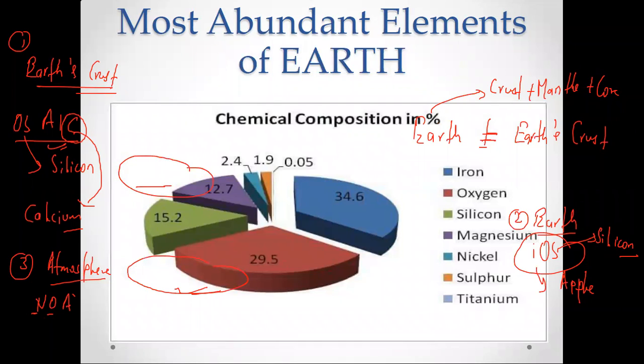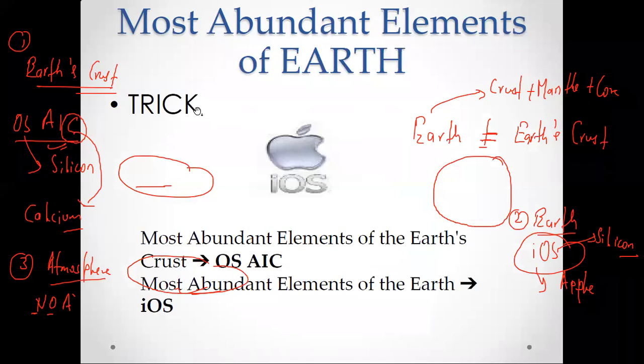The most abundant elements of Earth are IOS. Here, these three elements, iron, oxygen, and silicon, you have to remember. The others you can forget, no issues at all. There's a close competition here between iron and oxygen. So the mnemonic trick is IOS, just remember Apple, and you'll remember the most abundant elements of Earth. Earth's crust, OSAIC. These are the points I wanted to tell you.